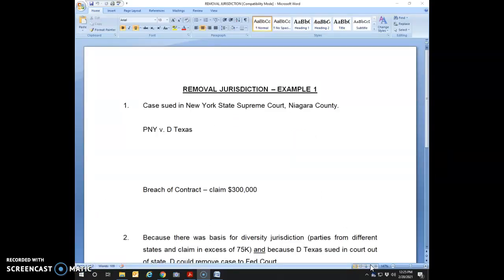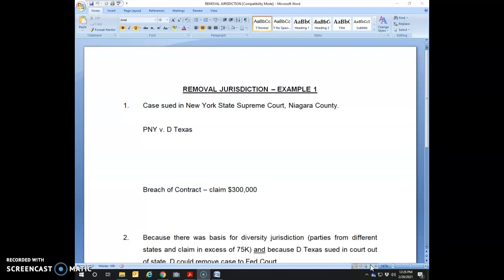I have up on the screen now two different examples for removal jurisdiction. By the way, I will also post these examples after this video, so you could print them out or however you are handling the documents. Both of these are cases that actually happened, and I had the fortune, I don't know whether it was good or bad, to be involved in them as an attorney.